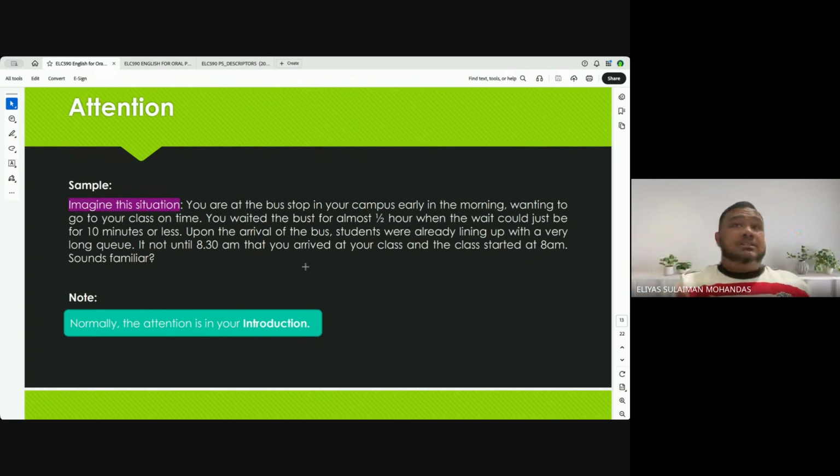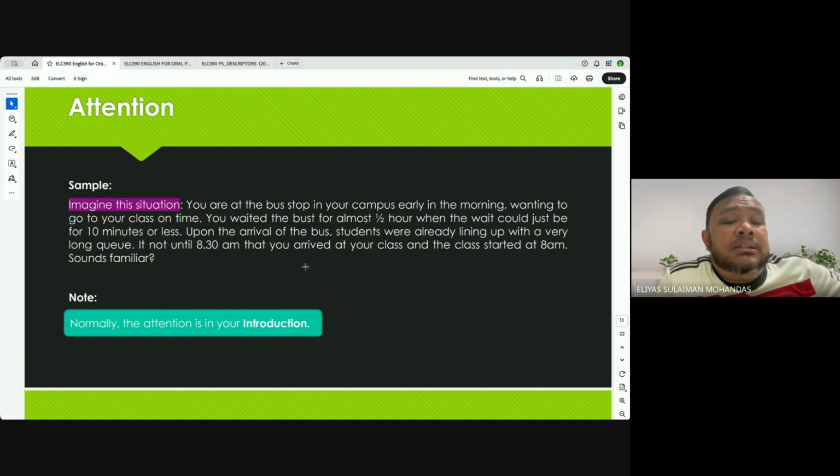Imagine this situation. This is in the introduction. You are at a bus stop in your campus early in the morning, wanting to go to your class on time. You waited for the bus for almost half an hour when the wait could just be 10 minutes or less. Upon the arrival of the bus, students were already lining up with a very long queue.